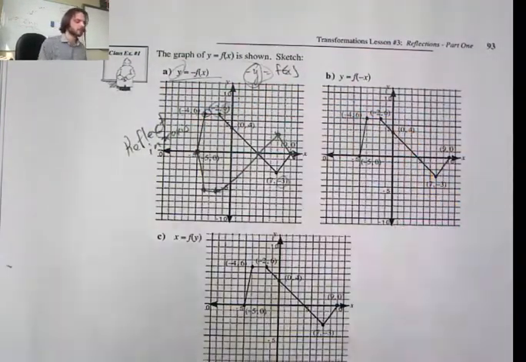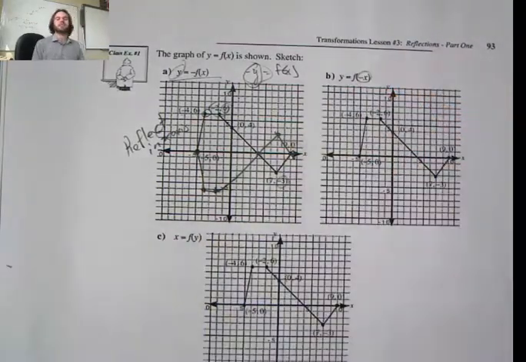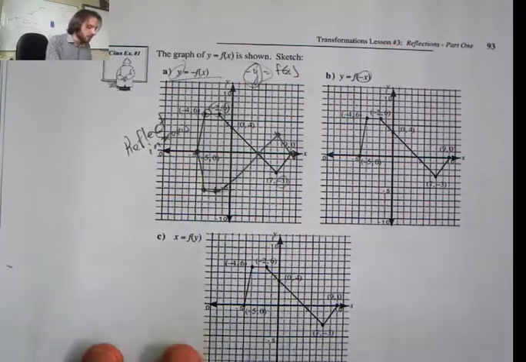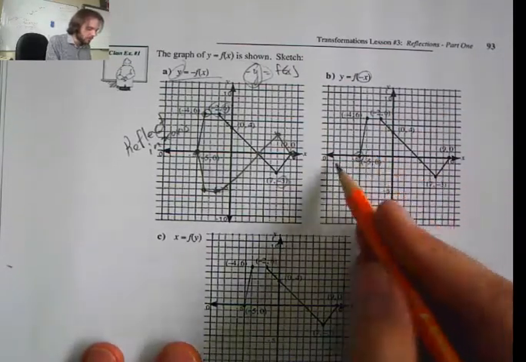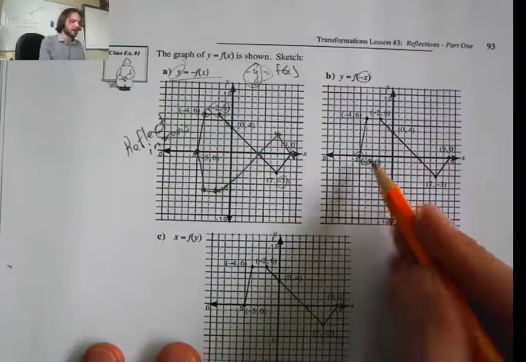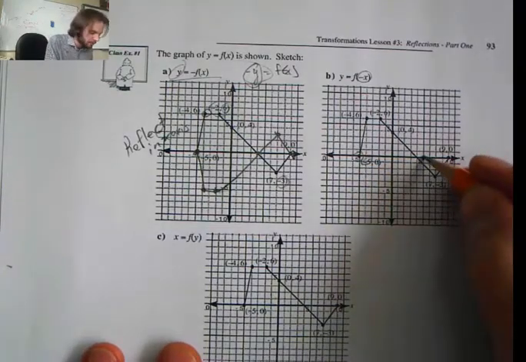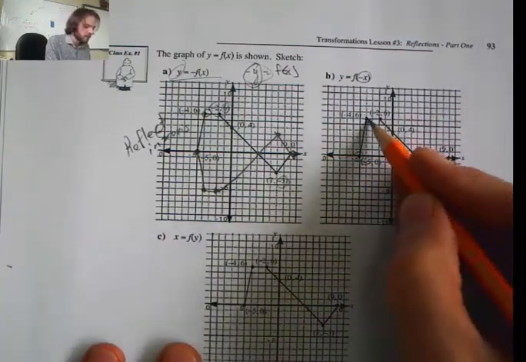Let's take a look at the next one here. X is replaced with negative x. Well, that means if it was a positive x before, now it must be negative. If it was a negative x, now it must be positive. Okay, so let's look at that. This point here. Well, that's negative 5 comma 0. The x must change to positive 5. So that point goes there. Next point is right here.